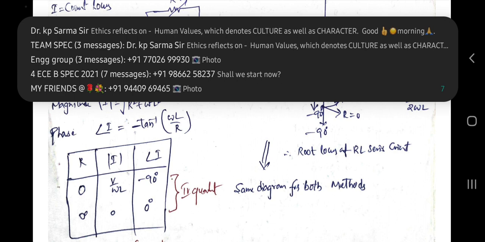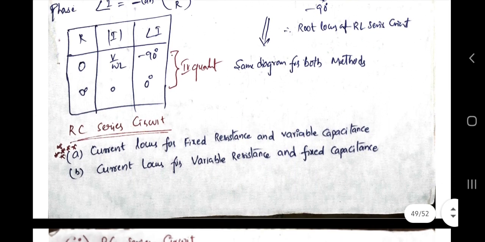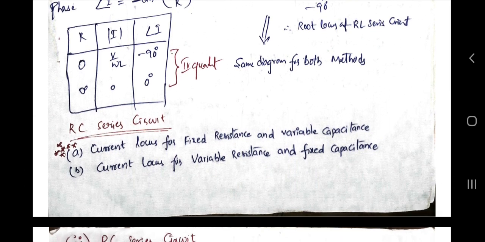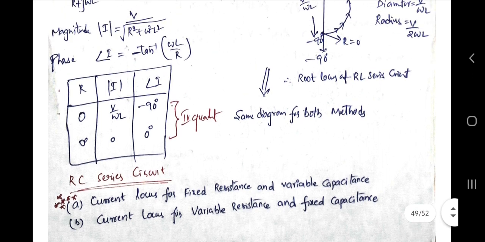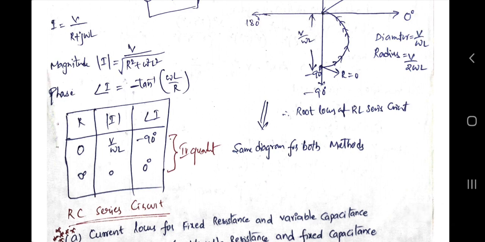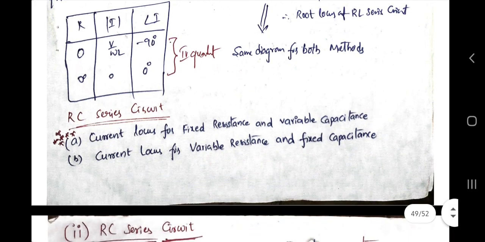So this is about the locus diagrams of the two conditions of the RL circuit: fixed resistance with variable inductance, and fixed inductance with variable resistance. These are the two cases we observed. Now we are going to take another topic, the RC series circuit, for which we are going to draw the locus.